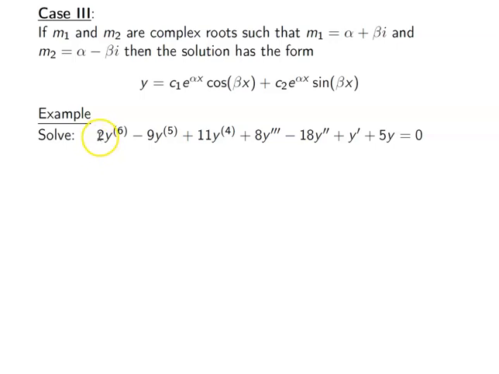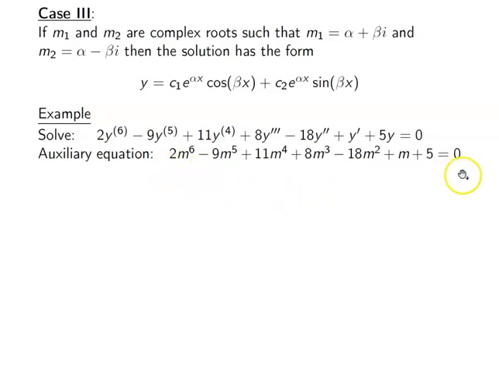So here we have 2 times y to the sixth derivative, negative 9 times the fifth derivative, fourth derivative, third derivative, second derivative, first derivative, and just a function y. So our auxiliary equation here is going to be m to the sixth, m to the fifth, m to the fourth, m cubed, m squared, m, and then a constant term. So my auxiliary equation is this, and the solutions of this big old polynomial are going to tell me all the solutions to my linear, in this case sixth order, DE.